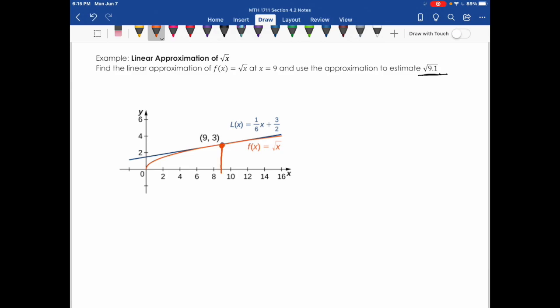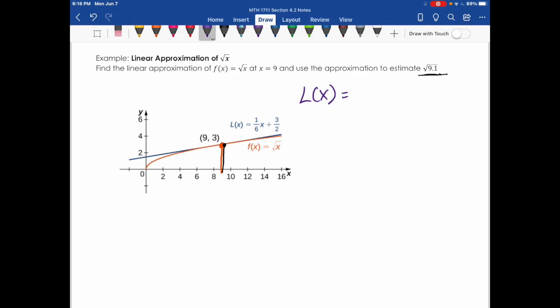So here's the point on the graph of 9. 9.1 is going to be somewhere really close, right here on the tangent line that we're going to use for an approximation. Okay, so first we need to find our tangent line.